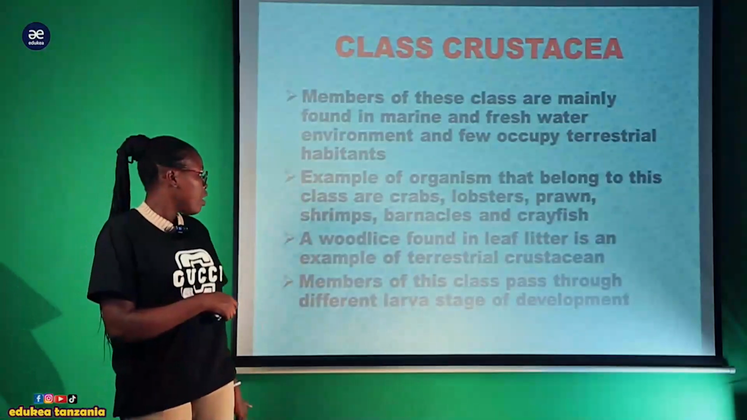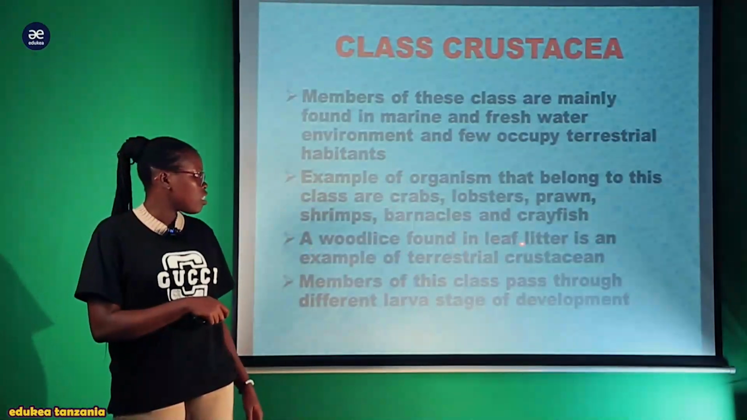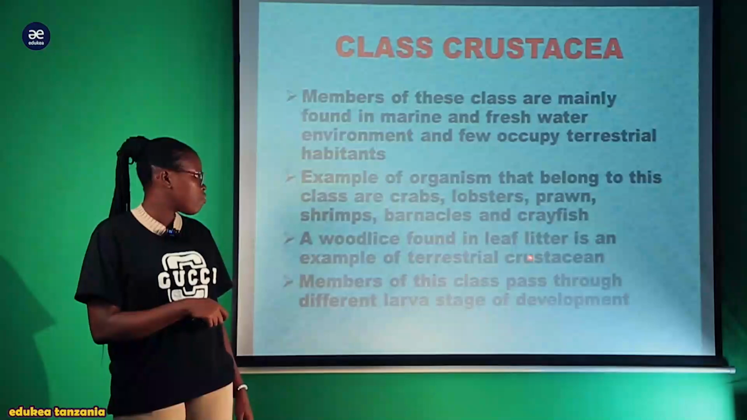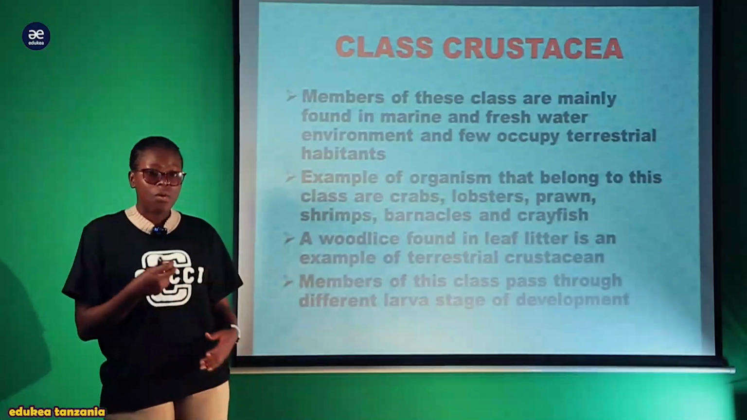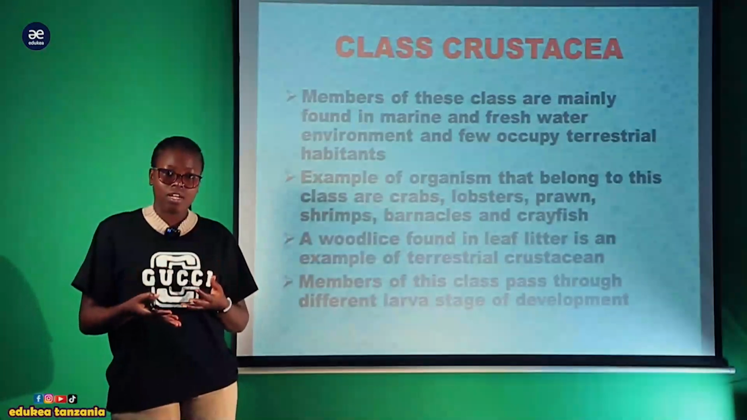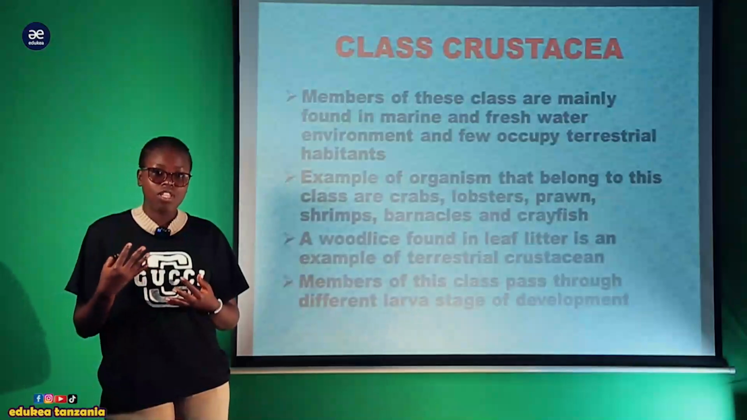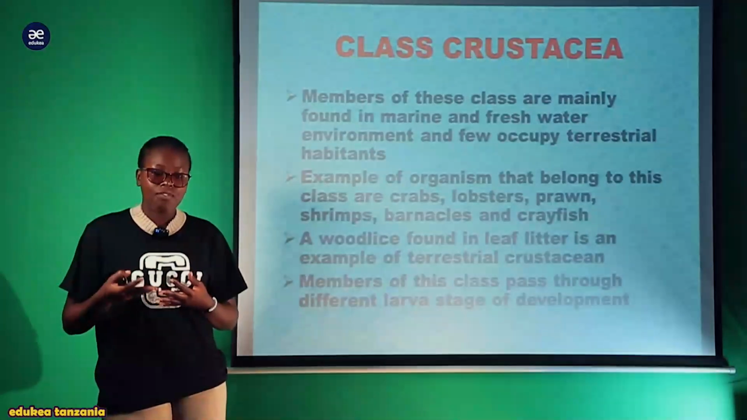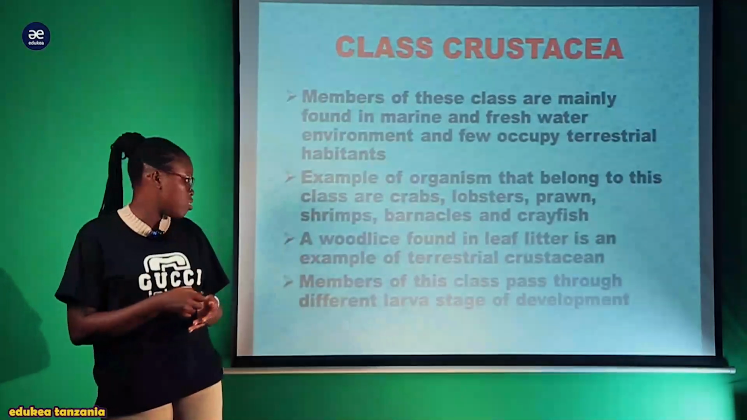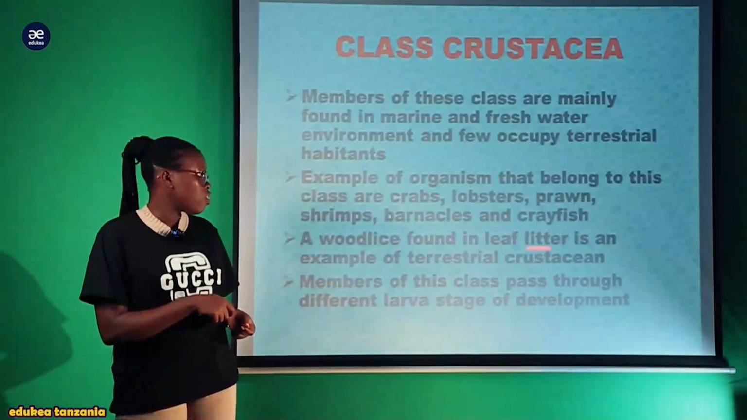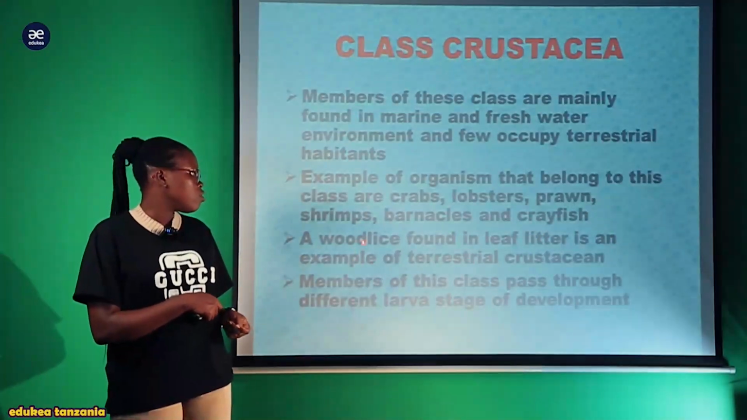Also, a wood louse found in leaf litter is an example of a terrestrial crustacean. So we see that most members of the crustaceans are found within the aquatic environment, and a few are found in the terrestrial environment. The example is this one, a wood louse, which is found in leaf litter within the terrestrial environment.